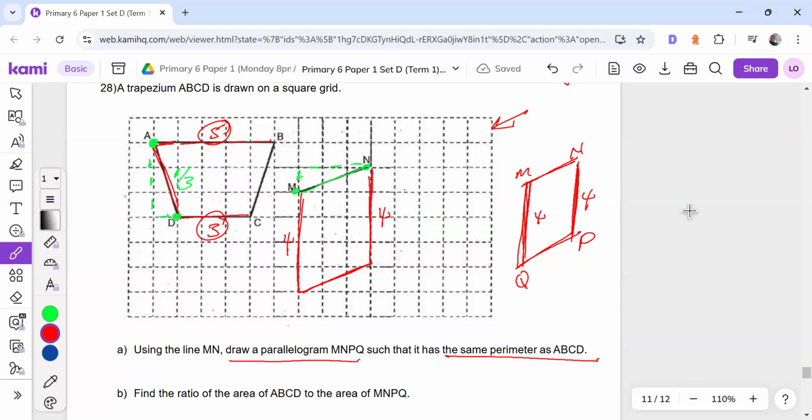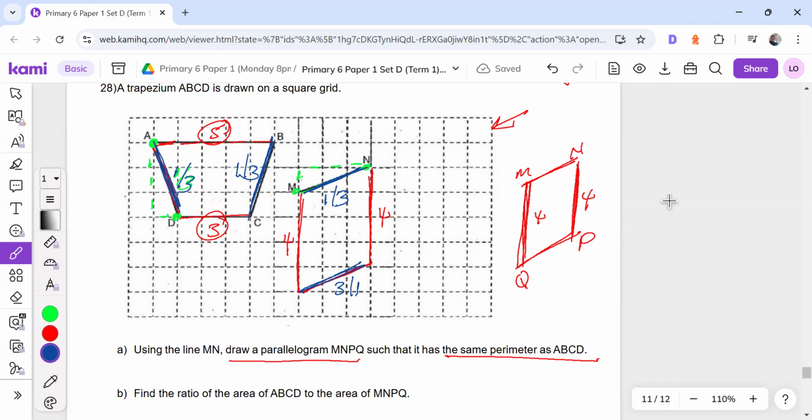That has the same perimeter. But how do you know it's the same perimeter? Because the green line is 1 by 3, and this is also 3 by 1. 1 by 3, 3 by 1 is the same. If you look at the drawing given to you, they also have the same pattern, 1 by 3, 3 by 1. That's how you know they are equal length.